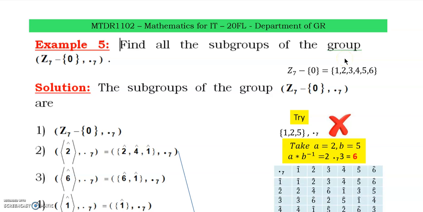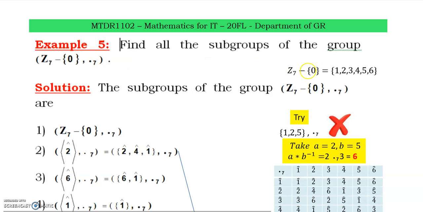Dear students, here we see the examples for subgroups. This is a continuation of the previous video. Now find all the subgroups of the group Z7 minus 0, comma, multiplication modulo 7.